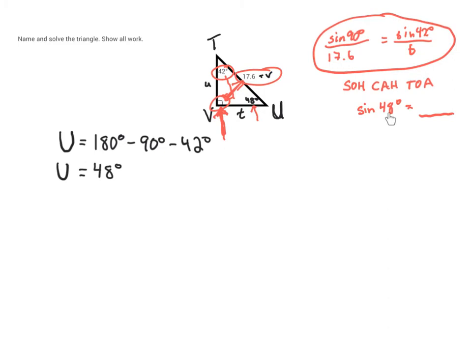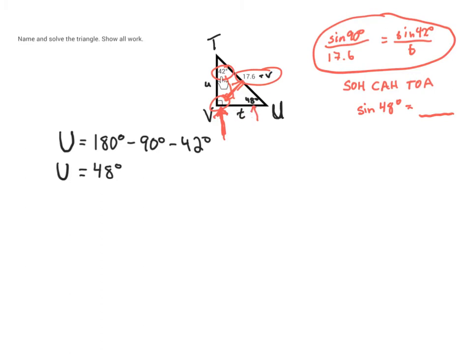We have to find the opposite of the angle that we use. You can't just choose any side willy-nilly. So since we're using the 48-degree angle, I have to find the opposite of that. So this is 48 degrees, I have to use U. I can't use T because that's not opposite to 48.